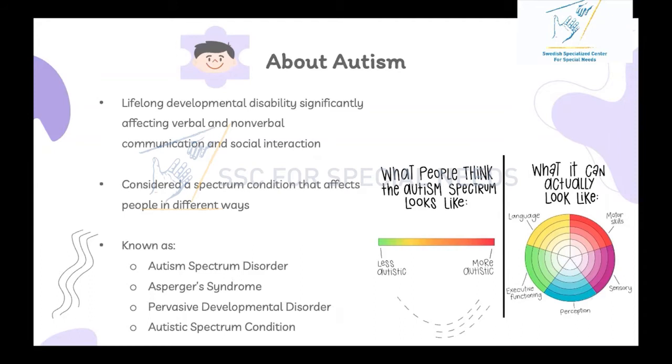Let's start with the definition of autism. Autism is a lifelong developmental disability, significantly affecting verbal and nonverbal communication and social interaction. So what does it mean in layman's terms? It is the presence of unusual developmental and behavioral features, such as insistence on sameness, inability to be changed, difficulty in shifting attention, repetitive behaviors, literal understanding.